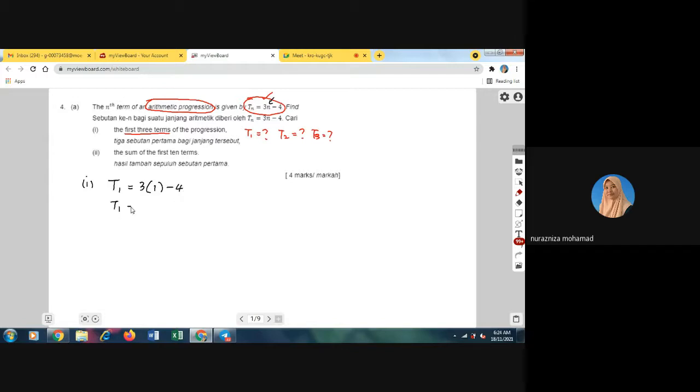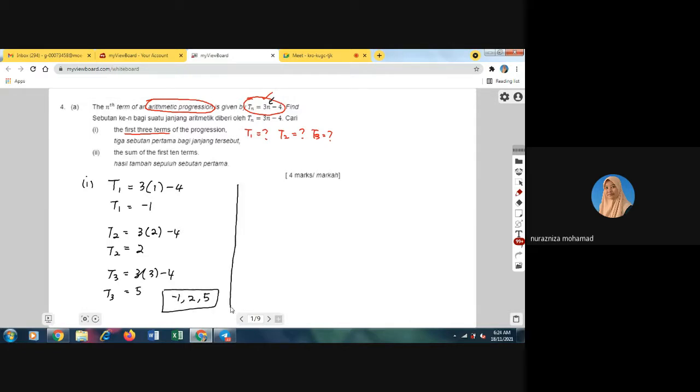So the first term is equal to negative 1. For the second term, you substitute the value of n with 2. So it means 3 times 2 minus 4. The second term will be 6 minus 4, which is equal to 2. The third term is 3 times 3 minus 4, so this is equal to 5. Therefore, the first three terms are negative 1, 2, and 5. This is your answer.